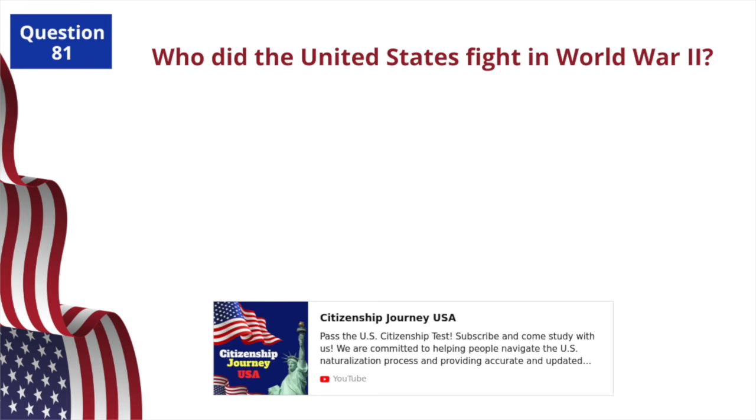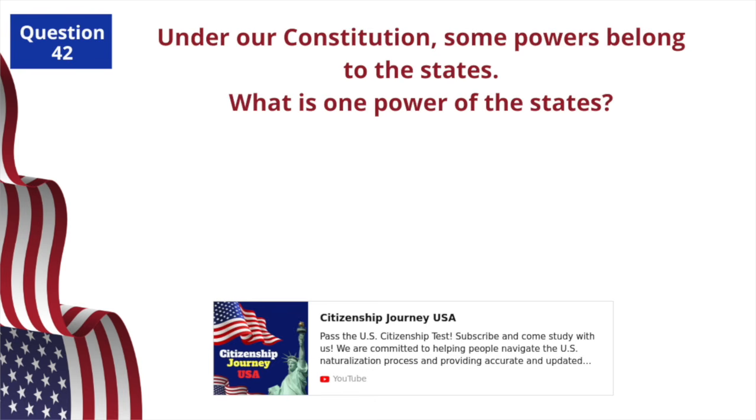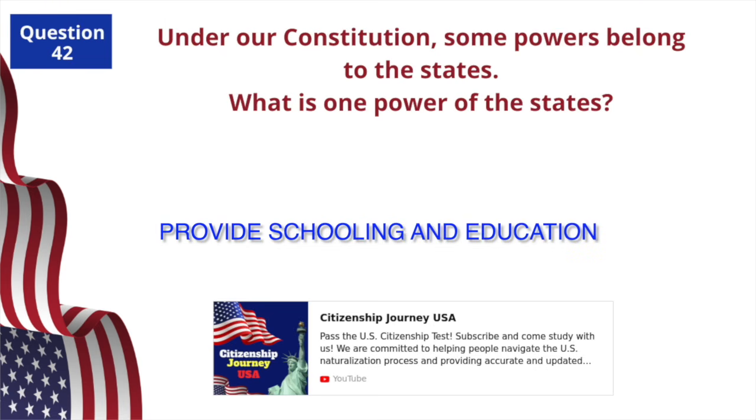Who did the United States fight in World War II? Japan, Germany, and Italy. Under our Constitution, some powers belong to the states. What is one power of the states? Provide schooling and education.